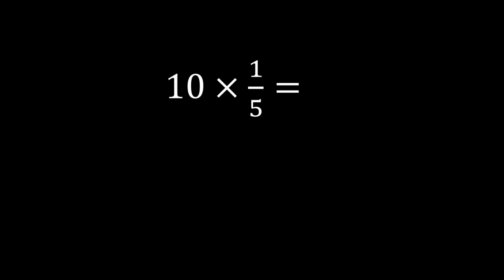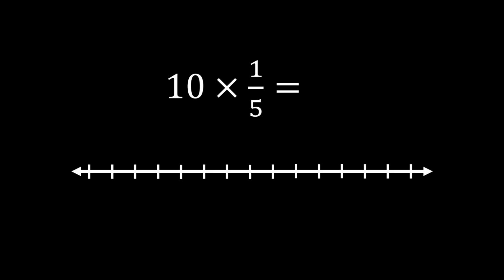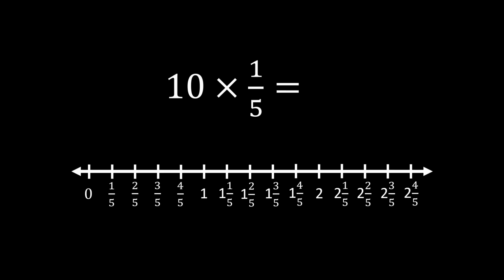This example is 10 times 1/5. I'm going to start by creating my number line, and I'll label the number line using fifths because that's what I'm multiplying by in my problem. I'll start at 0 and move to the right 1/5 at a time. Here I've moved once, so this is 1/5 times 1, or 1 times 1/5. I'll need to do this a total of 10 times because I have 10 times 1/5. So currently I'm showing 1 times 1/5, 2 times 1/5, 3 times 1/5, 4, 5, 6, 7, 8, 9, 10. This is where I'll stop.